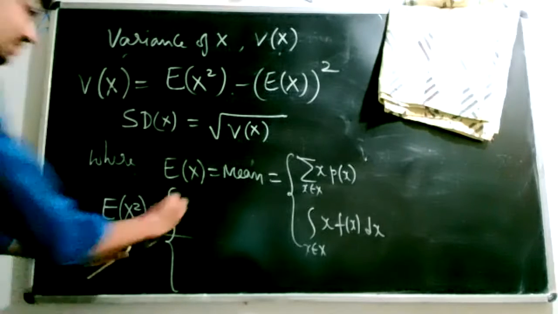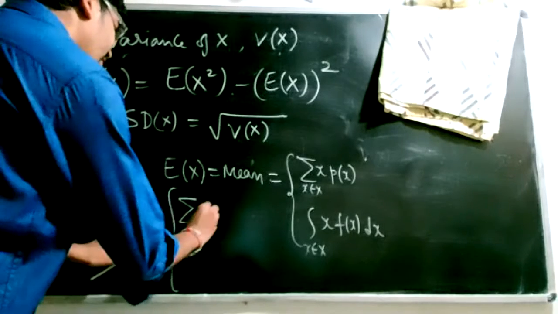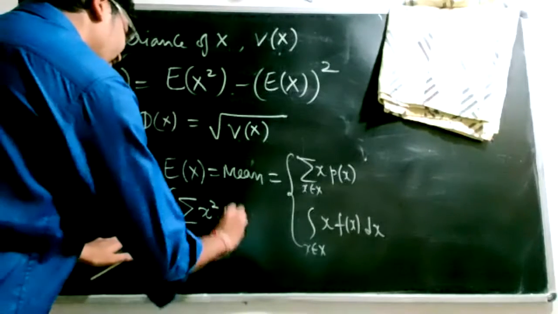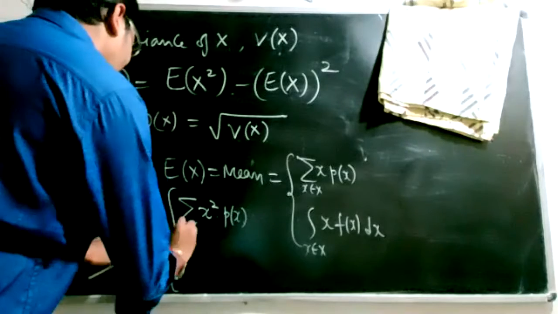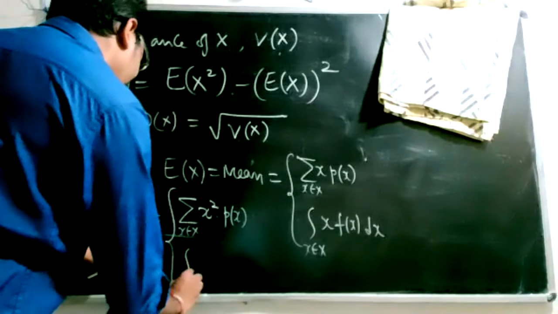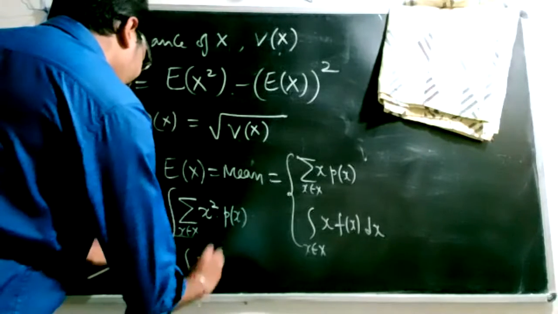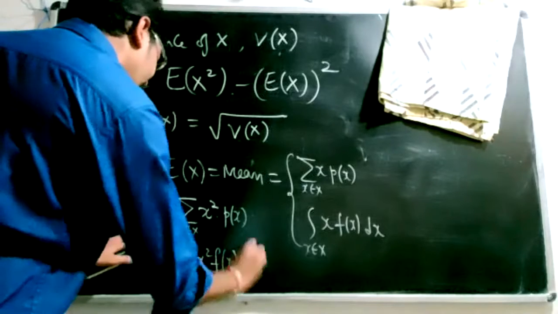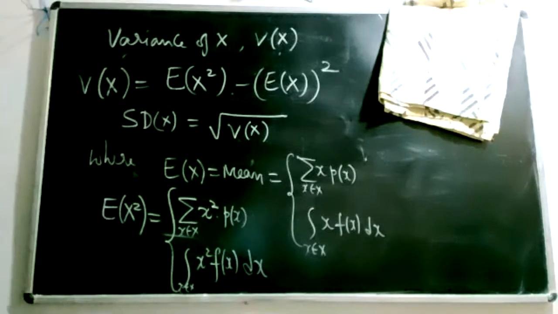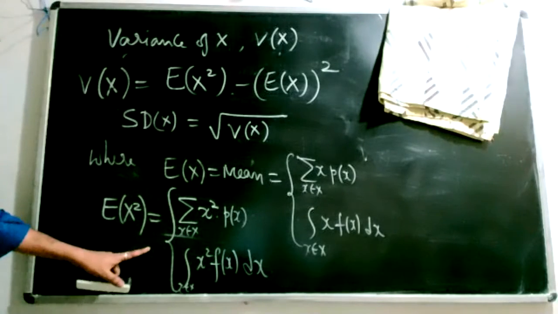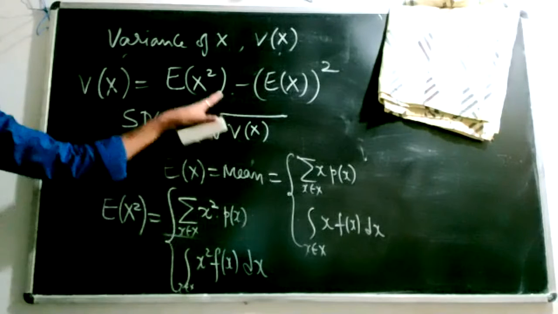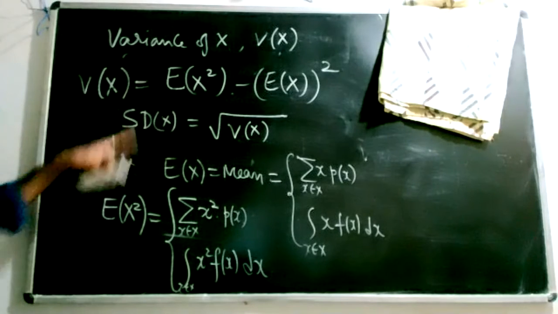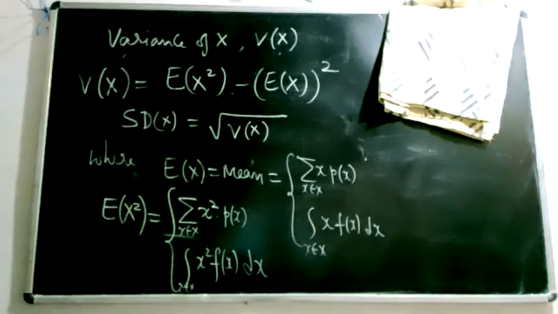Expectation of any function is summation of that function with the probabilities, or it is integration of that function with the density function f of x. So compute e of x square, e of x first, then substitute that in the formula of the variance, and this is how we could compute variance and standard deviation.